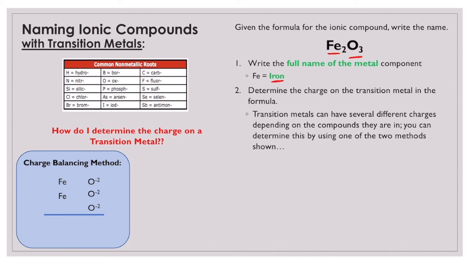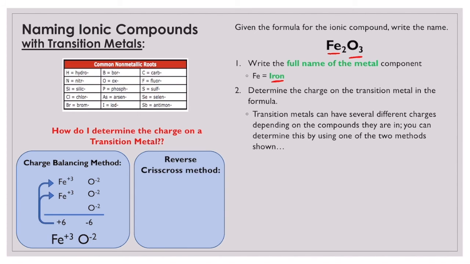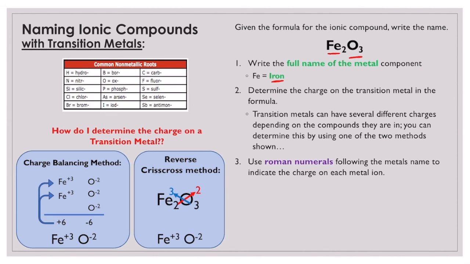So I could use the charge balancing method. If I know that this compound contains 3 oxygens, I know that's going to be a total of -6 right there. And so that means that the total charges coming from all my irons has to be +6. And so I just distribute that charge between those two ions, and that means that each one is going to have a +3 charge. All right. Or I could do the reverse of the crisscross method, and I could just crisscross these numbers right back up there. And either way, I get a +3 charge on that iron.